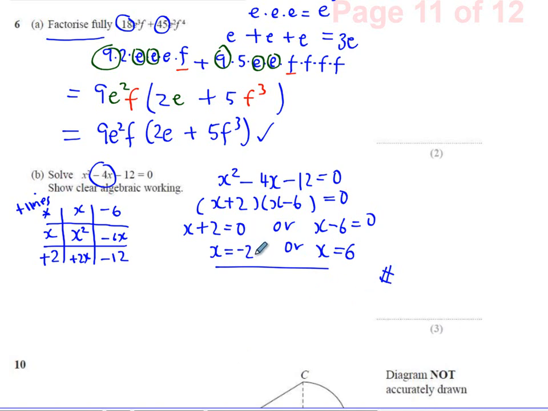Now, how do you know whether the answer is correct? Well, if you put minus 2 into here and here, you get 0. Likewise, if you substitute 6 into x and work out the value, you will get 0.